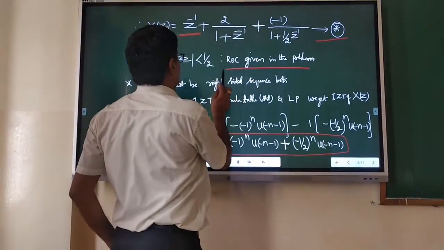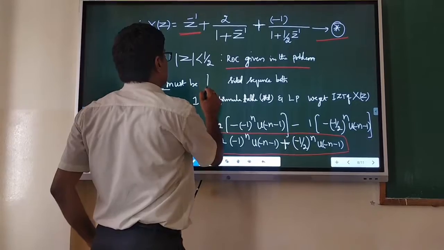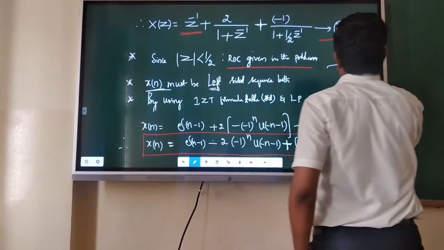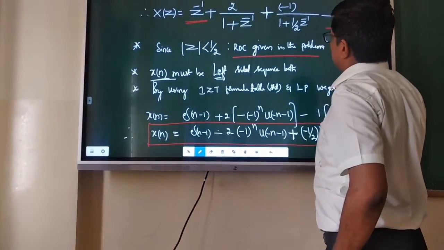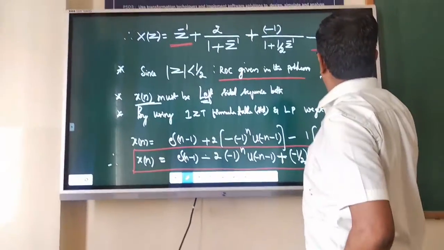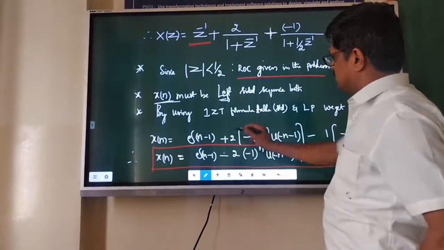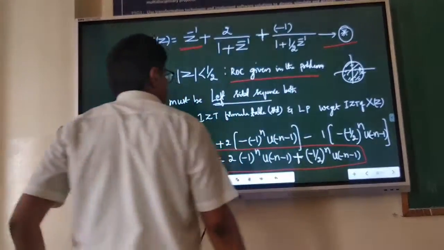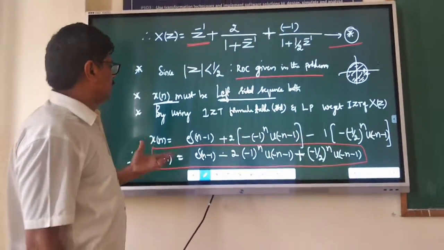x(n) must not be right sided. It is a left-sided signal. It is a left-sided signal. The ROC is exactly coming inside this 1 by 2, right? Therefore, this must be a left-sided signal.